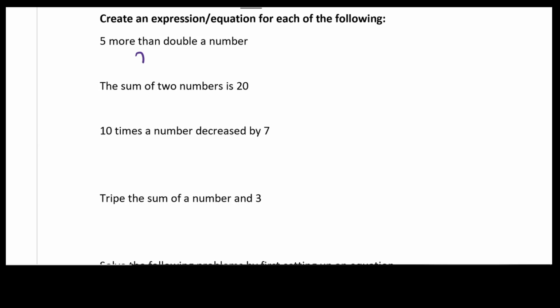Well, double some number would be 2 times that number. Whenever you're doing multiplication by a variable, you always want to put that number in front of the variable. That's how we're used to seeing it. If you have to combine like terms later, you're not going to make a mistake if you put it there. So that's double a number. 5 more than that would be plus 5. So you could write that one that way.